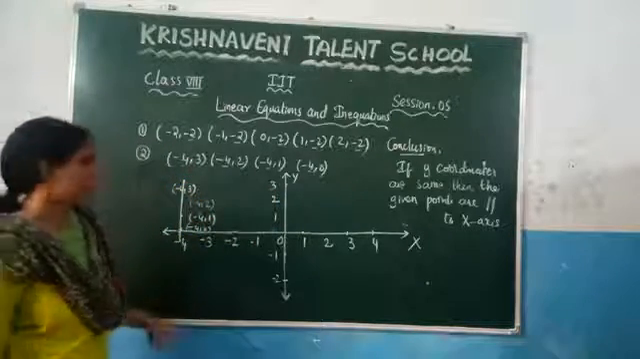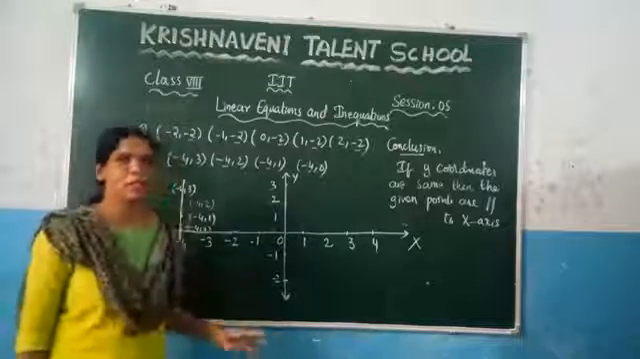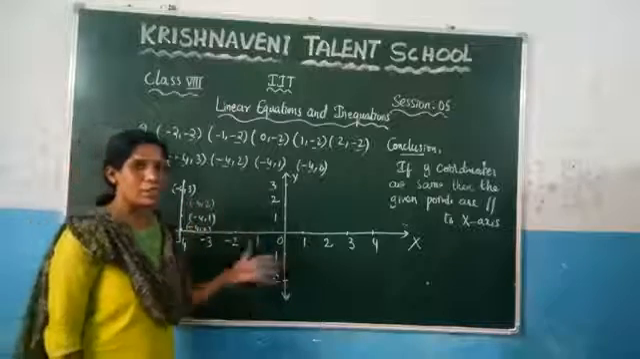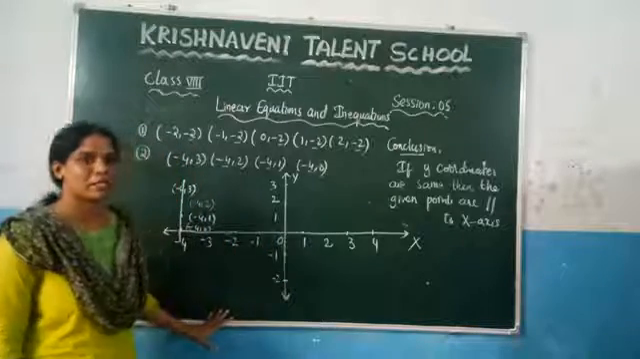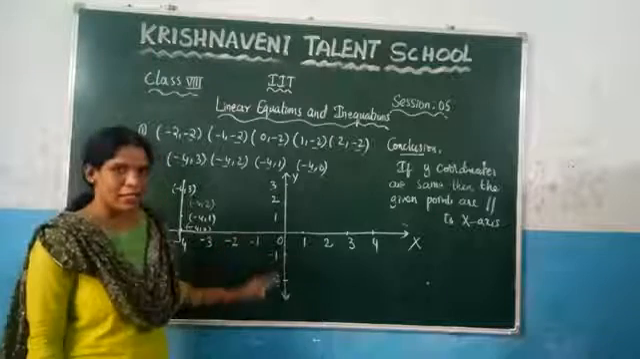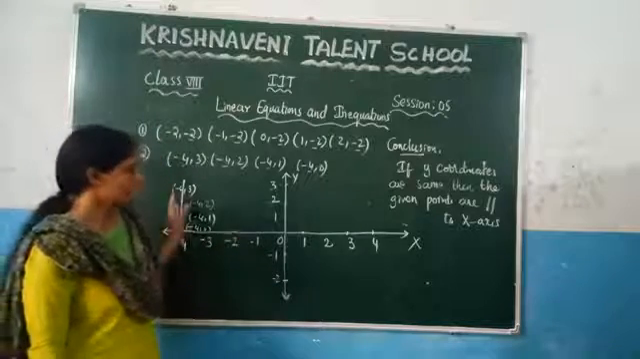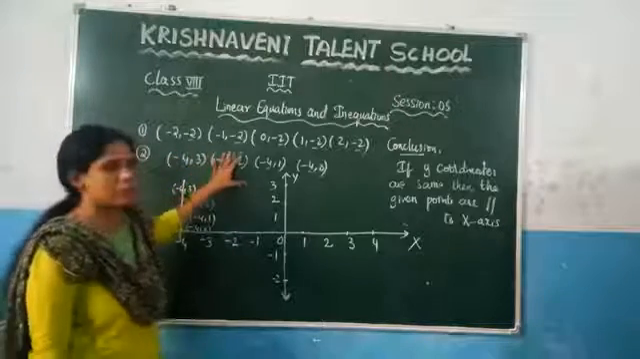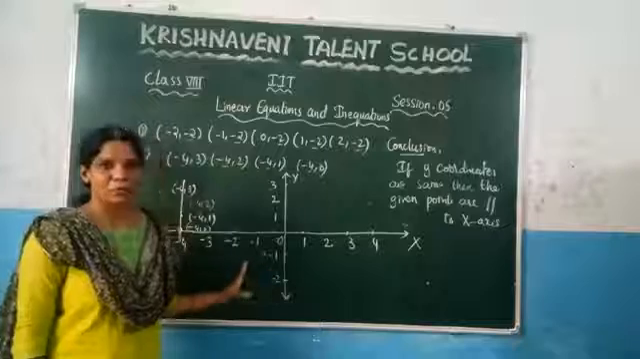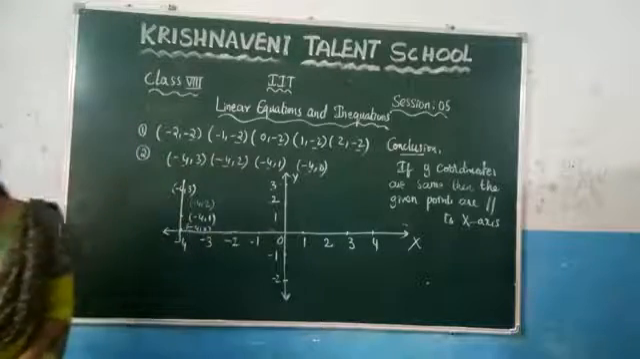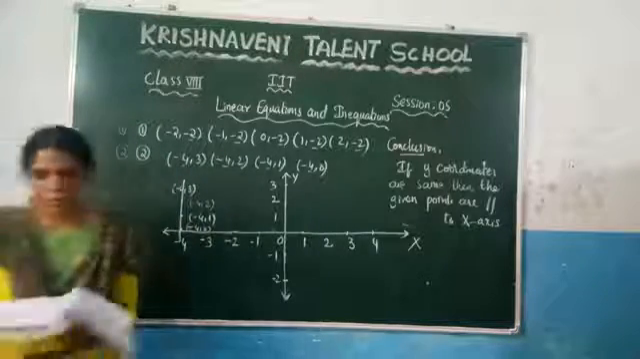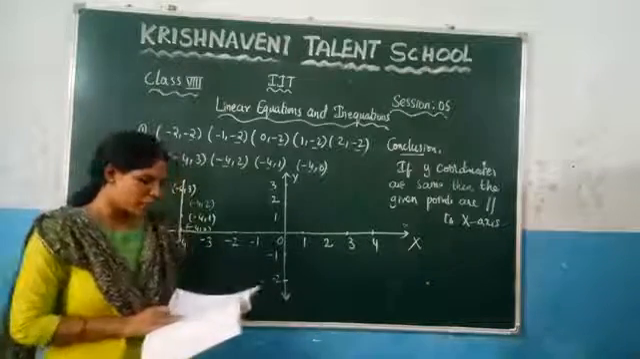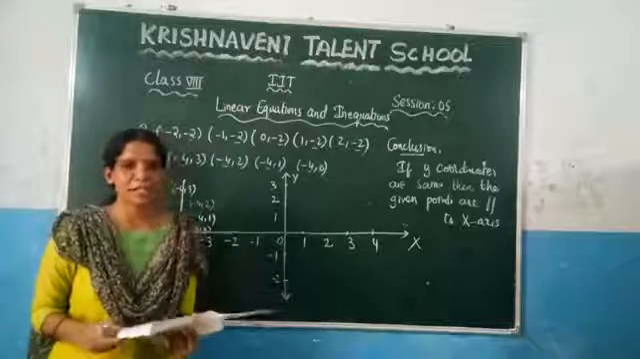So what we can conclude from this example is that if you are given some points in which the y coordinates are the same, you will get a line parallel to the x-axis. Similarly, if you are given some points in which the x coordinates are the same, you will get a line parallel to the y-axis. And this is about this topic. Here you have been given some more graphs. We will discuss those graphs in the next session.